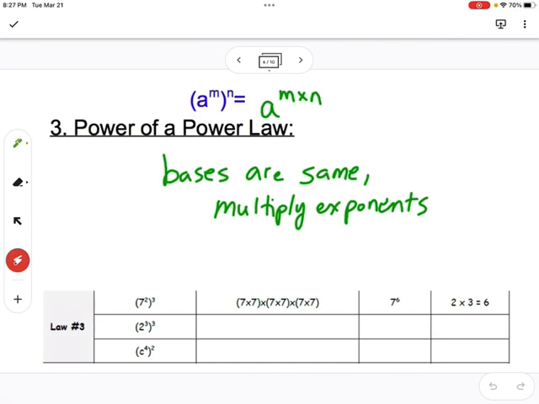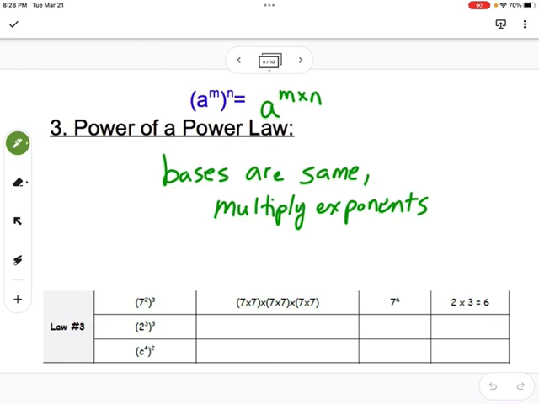So looking at the first one, we have 7 squared cubed. So that's 7 squared times 7 squared times 7 squared, and we end up with 6 sevens. So we get 7 to the exponent 6. Since we have those exponents side by side, we would multiply those, 2 times 3.